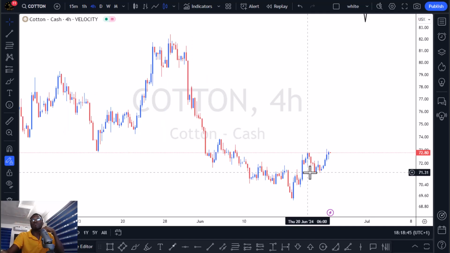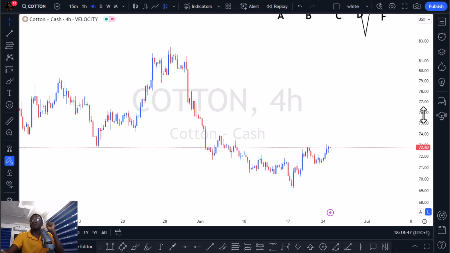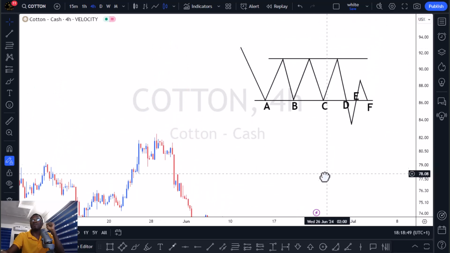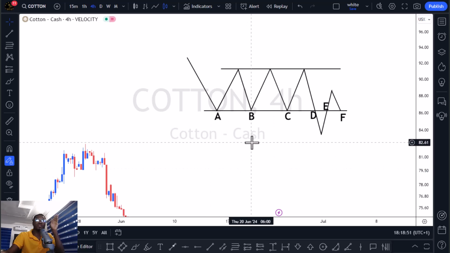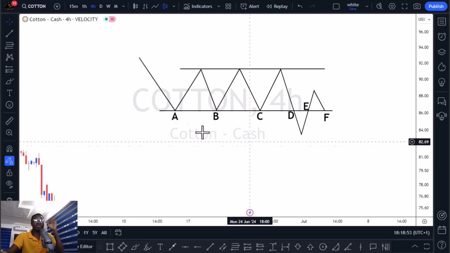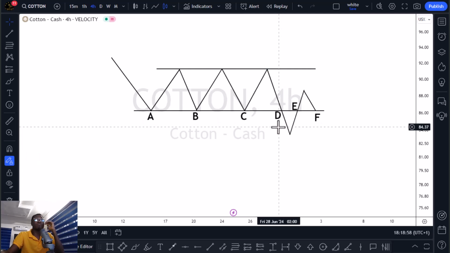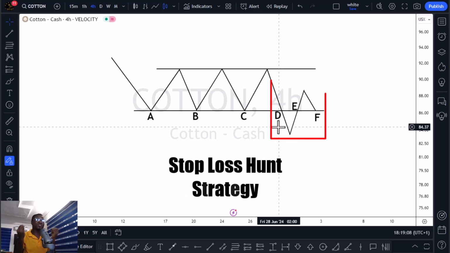So first, let's move to our chart. I have the pattern right here. Now, you have to understand this pattern. This pattern right here is what we call the manipulation trading strategy. Some call it fading the breakout, some call it fade breakout, some call it liquidity sweep. Personally, I love calling it the stop loss hunt trading strategy.